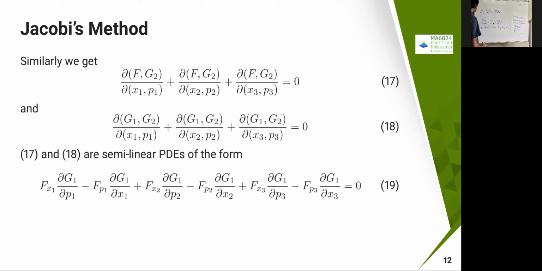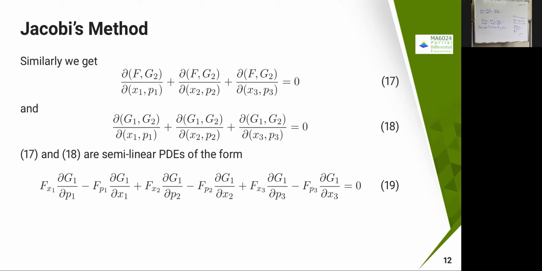So if you just see only in terms of gp1, gx1, etc., this is nothing but a kind of semi-linear ODE. Okay, this is going to be a semi-linear ODE. So you are going to get a semi-linear PDE. In that case, what you can do is you can just obtain the characteristic equation as we did in the earlier characteristic ODE problem.